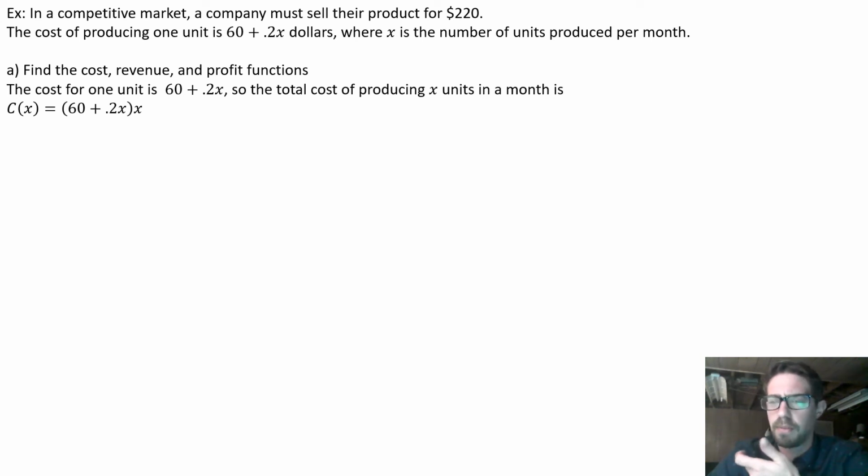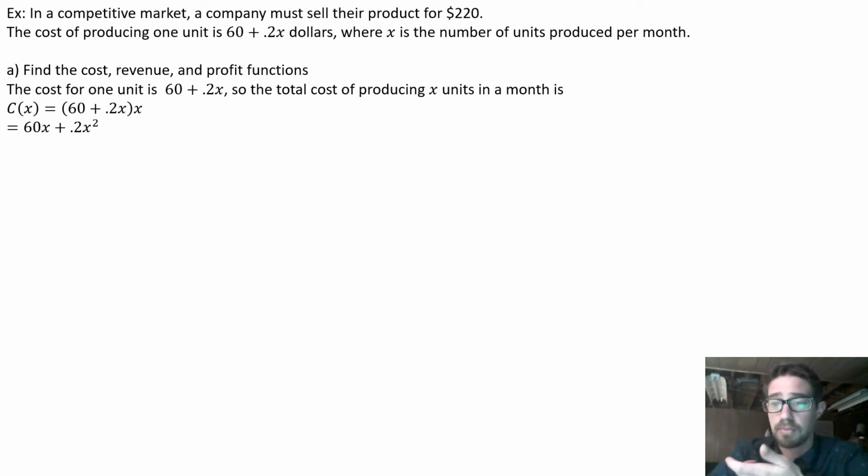In this case, it's for a month. The time period will vary. It's just the cost per unit times how many units there are. So it's just 60 plus 0.2x times x, which we're going to clean up to 60x plus 0.2x squared.